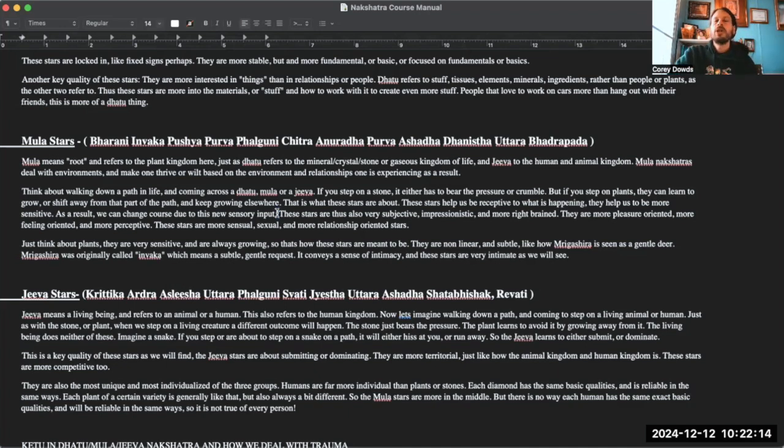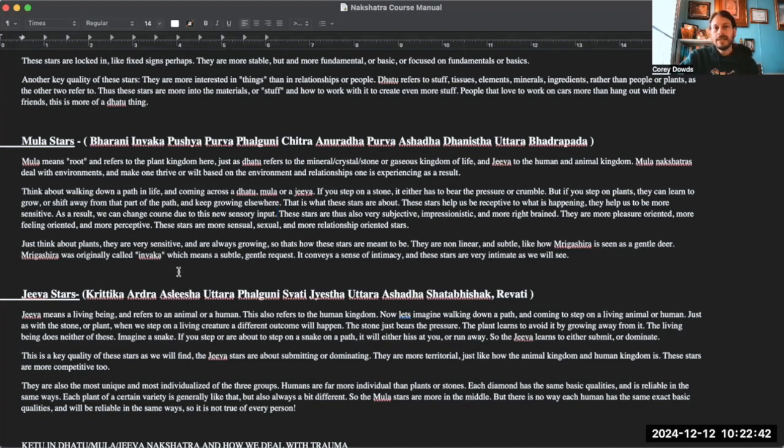And these stars are very, because remember it's Mula and it's Tamasic and it's Boga, which is like pleasure and sensation and curves and things, and then it's Vishnu. And so these stars are all about being more subjective, more impressionistic, more right brain, more dreamy, more pleasure oriented, more feeling oriented, and more perceptive, more sensual, more sexual, and more relationship oriented stars.